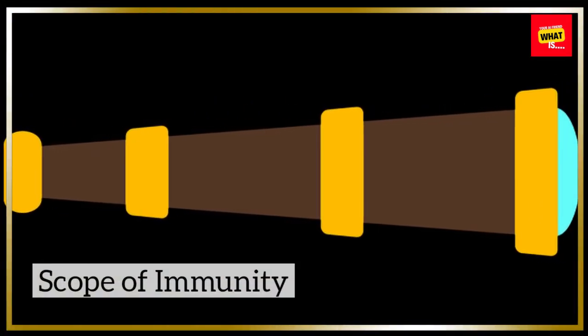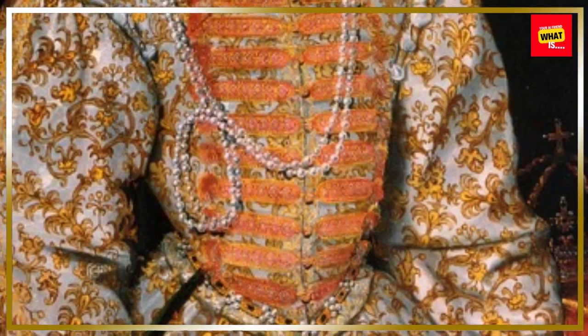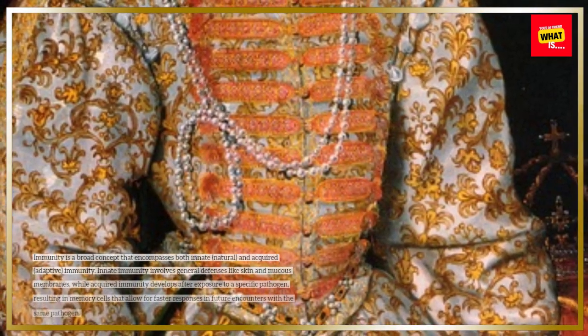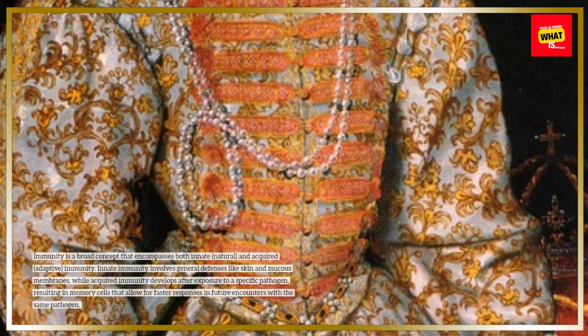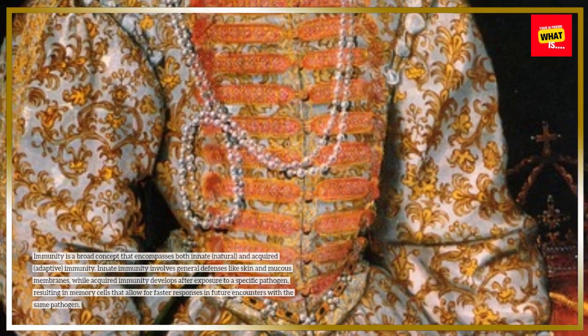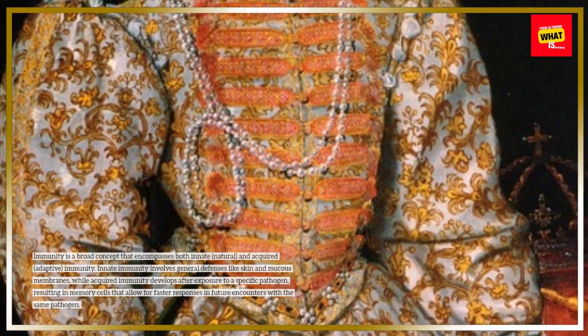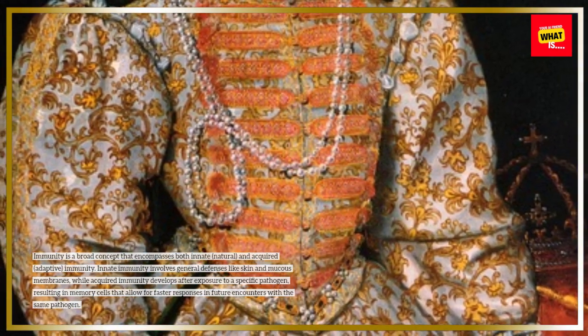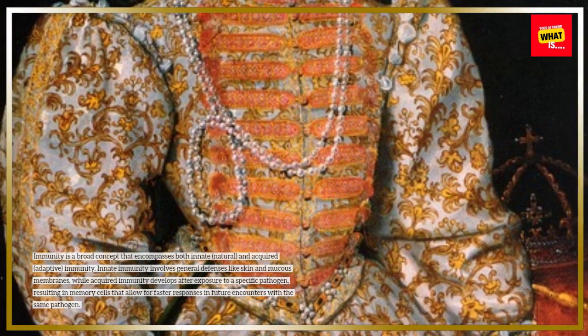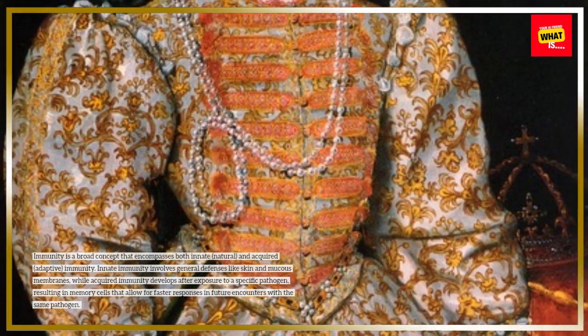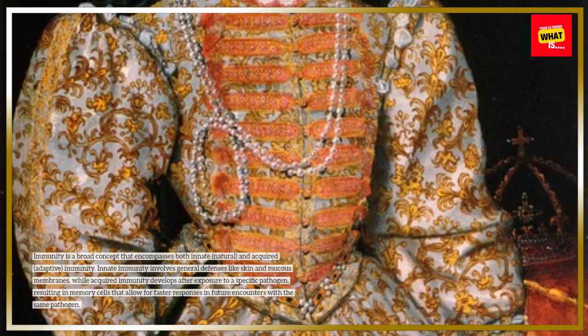Scope of immunity. Immunity is a broad concept that encompasses both innate (natural) and acquired (adaptive) immunity. Innate immunity involves general defenses like skin and mucous membranes, while acquired immunity develops after exposure to a specific pathogen, resulting in memory cells that allow for faster responses in future encounters with the same pathogen.